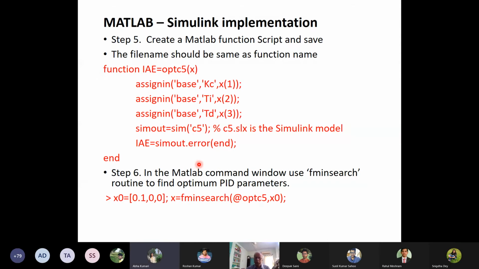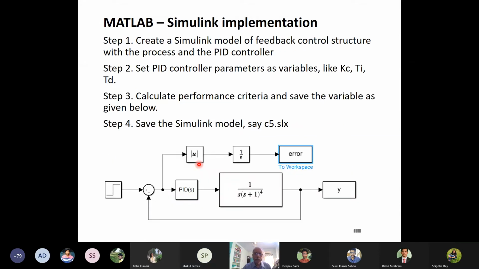Yes, sir, understood. Sir, this minimization was for servo response. Can we do it for both together? Yes, this is for servo response, and you can do it for both together.